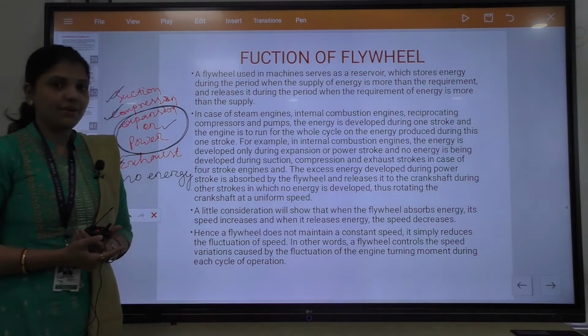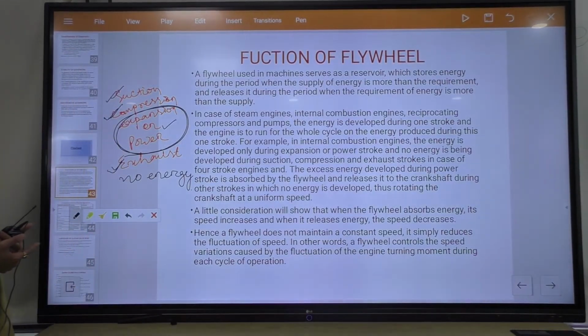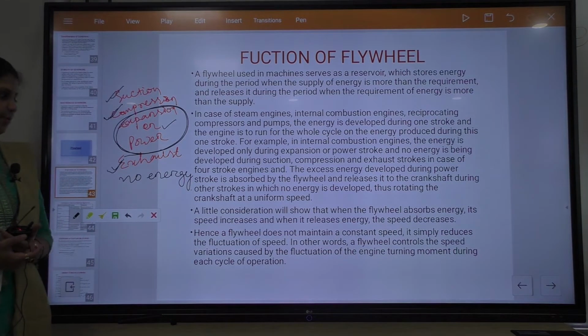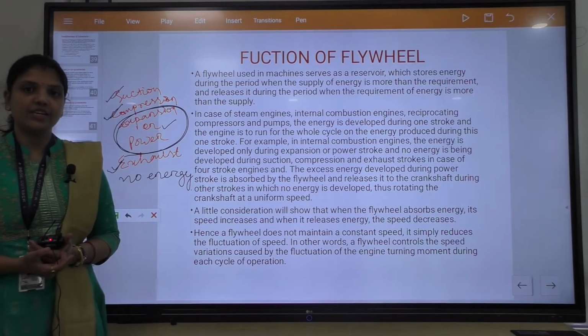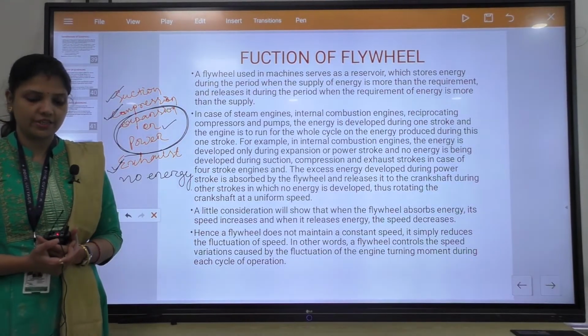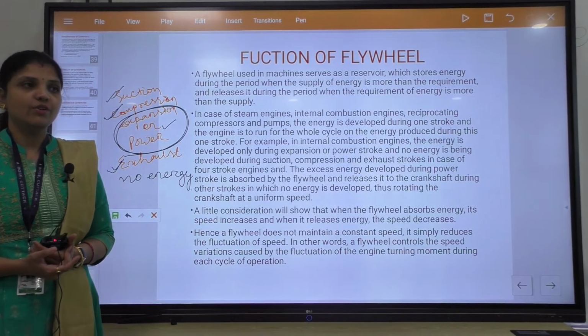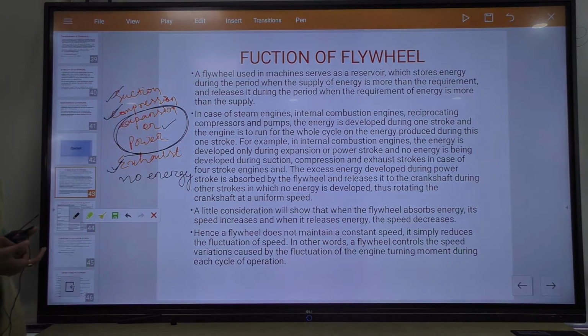Flywheel absorbs the energy, its speed will increase, and when it releases energy, the speed will decrease. Hence, the flywheel does not maintain a constant speed, it only helps in reducing the fluctuation of speed due to the fluctuation of the turning moment in each cycle of the operation.